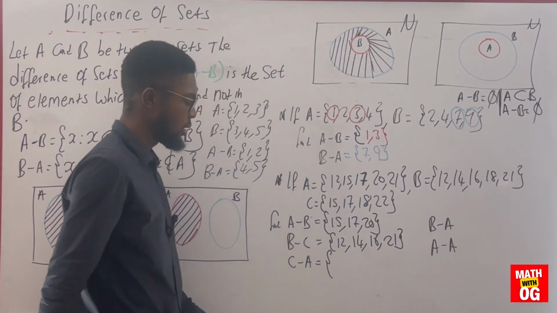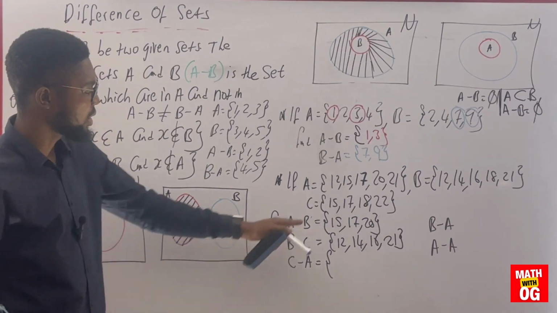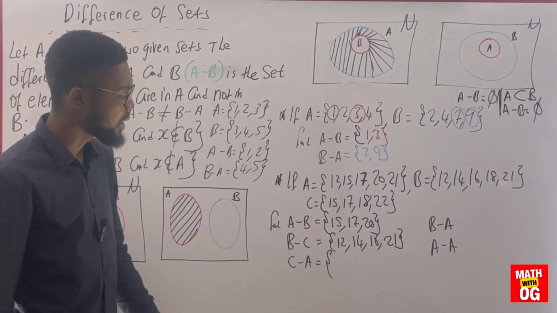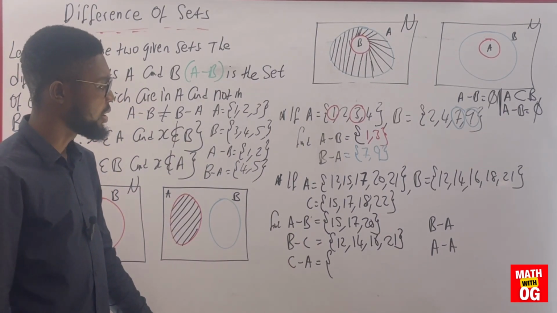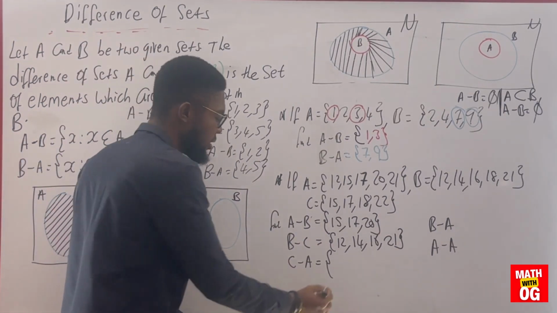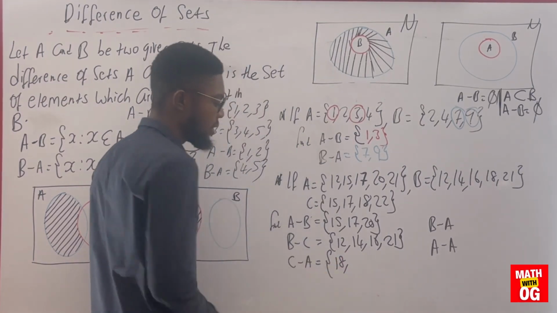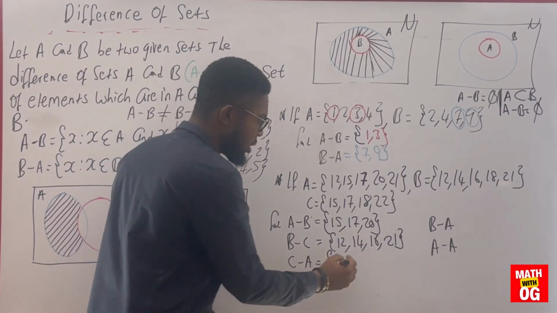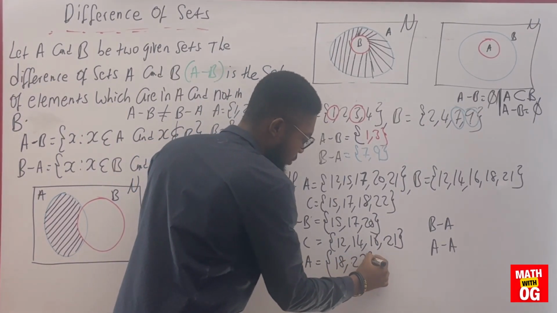Now C minus A, looking at C and A, 15 is in C, I have a 15 in A, I will ignore that. 17 in C, 17 in A, ignore that. 18 in C, no 18 in A, so we have 18. 22 in C, no 22 in A, so we have a 22 here.